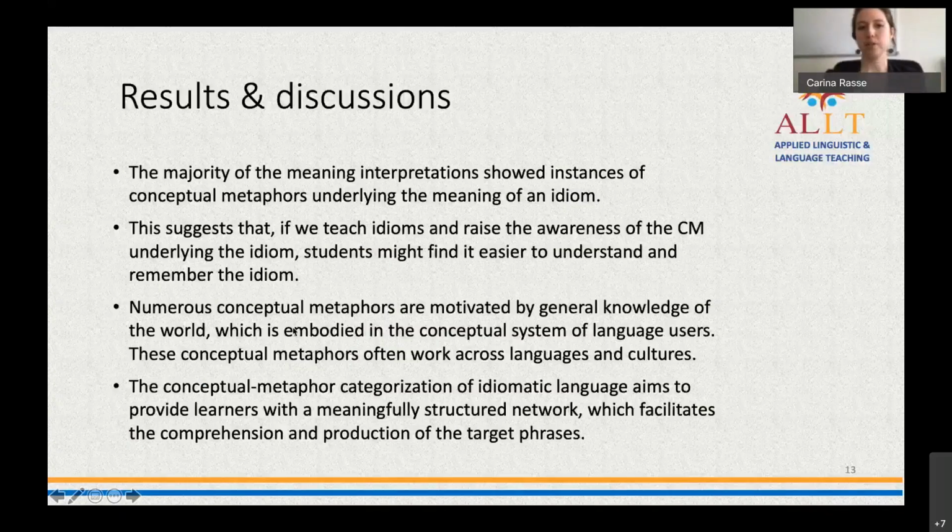A big advantage of conceptual metaphors is that they are motivated by general knowledge of the world, which is embodied in the conceptual system of language users. Like this: the body is a container. As we humans are all structured similarly, you will find idioms related to anger, to the body being hot, in many different cultures and languages. If we pay attention to that, learners from different linguistic or cultural backgrounds may find it easier to learn this idiomatic expression.